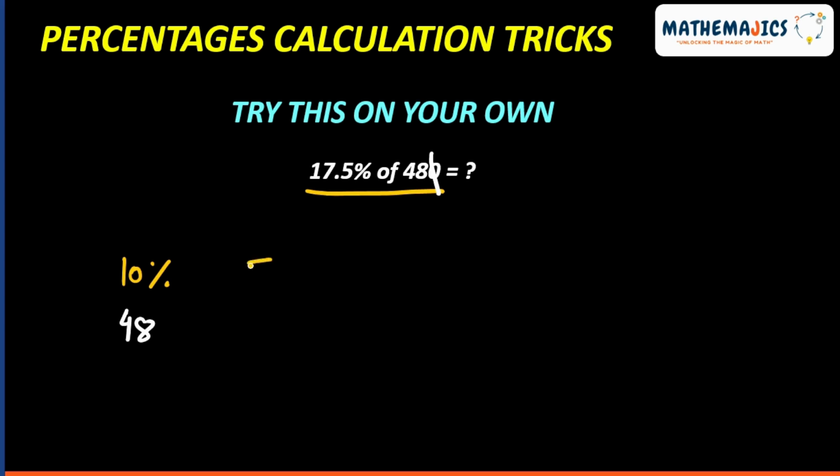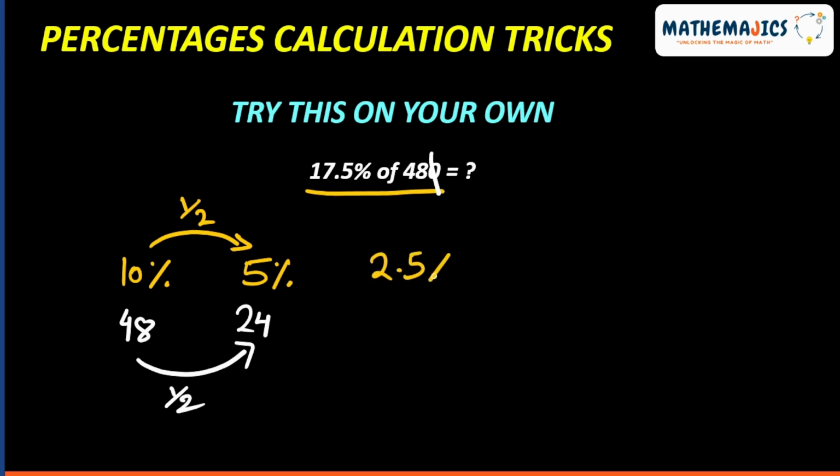Now, we will find 5% of 480. 10% of 480 is 48. So 5% is nothing but half of 10%. So 5% will be half of 48. That is 24, right? Now, we can find 2.5% of 480.